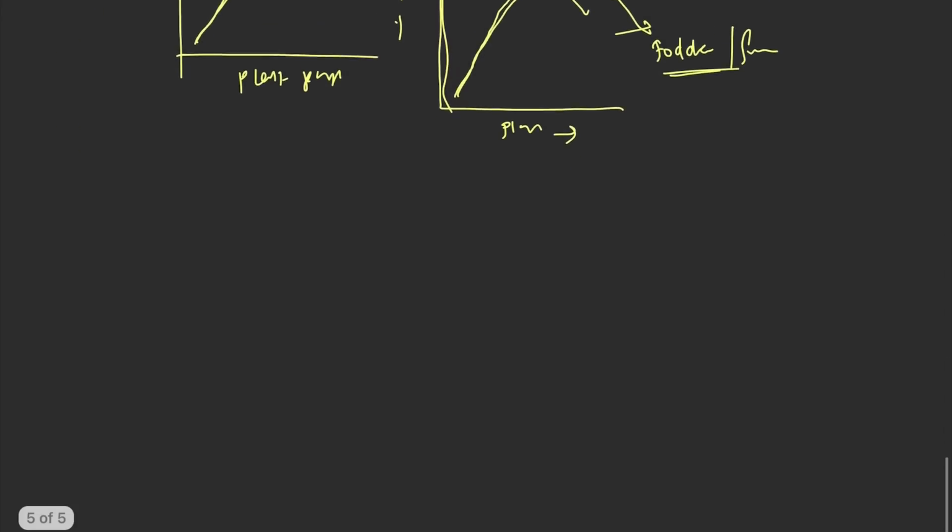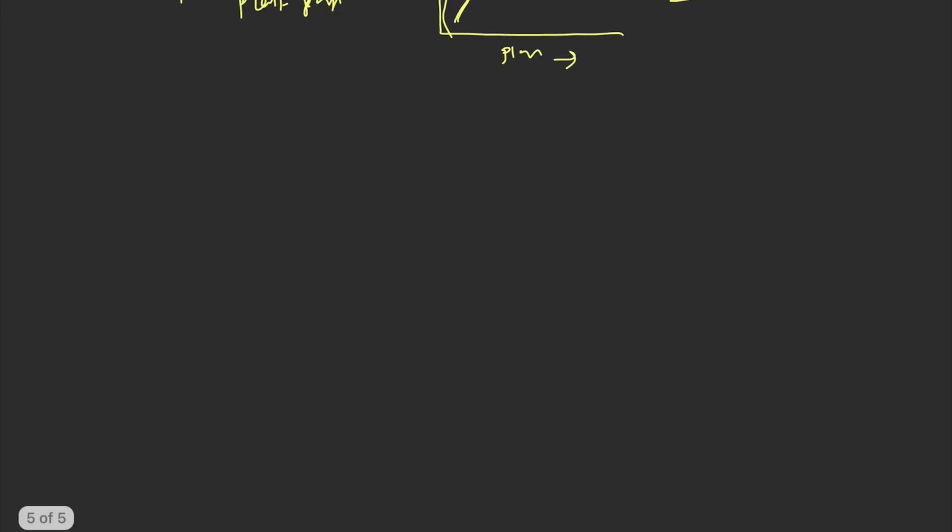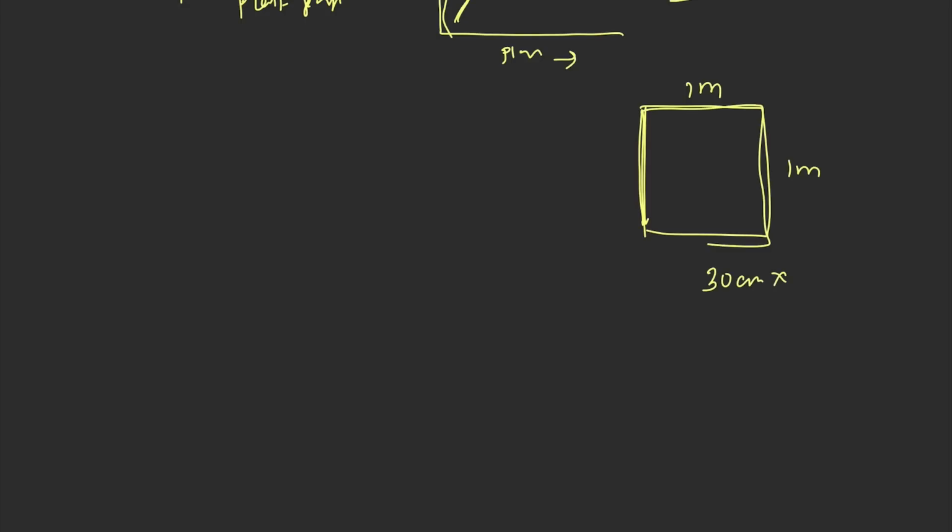Now, how to calculate the plant population? Let's say this is 1 meter square area. This is 1 meter, this is 1 meter, and the spacing is given. Let's say spacing is 30 centimeter into 10 centimeter. So how to calculate how many number of plants are there? Plant population is basically a function of spacing, right?